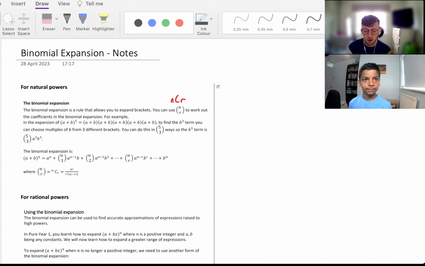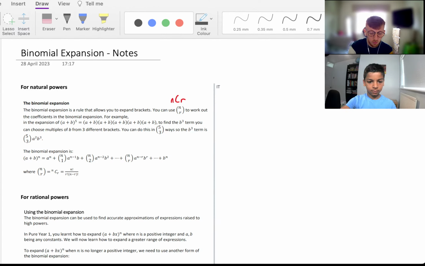So we have this 5 choose 3, and we have b cubed, but also a squared, because if you're choosing b from 3 of the brackets, you must be choosing a from the other 2. So these 2 powers, for natural powers, should always add up to what we're raising it to, so in this case, 5.